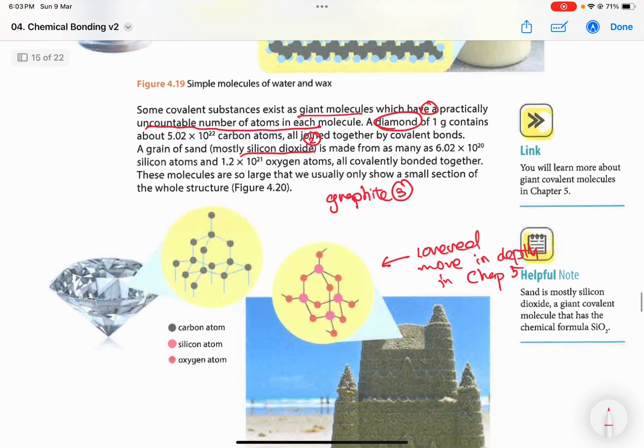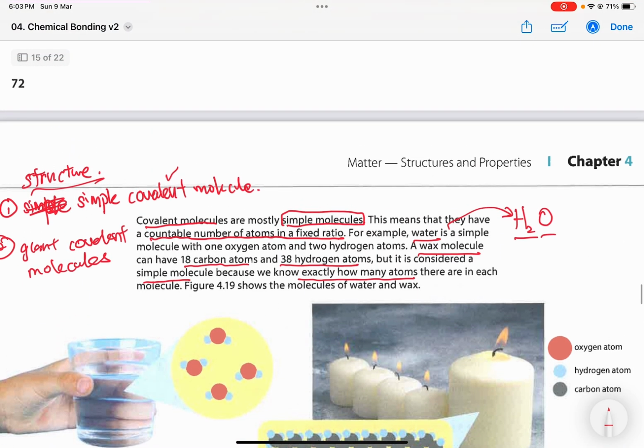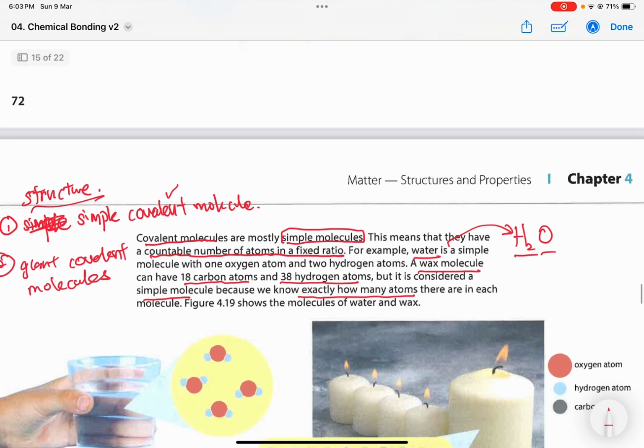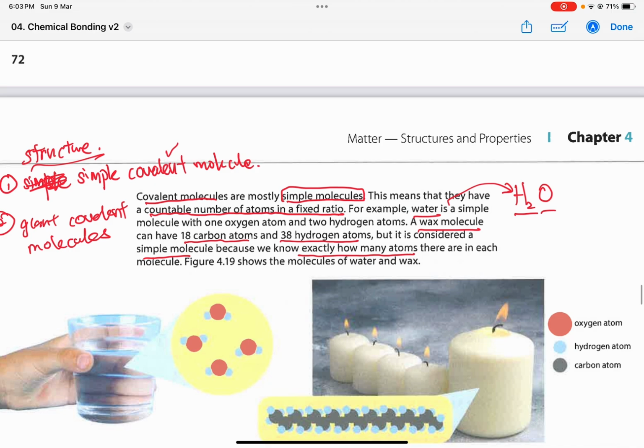So we have looked at what exactly covalent bonding is. We look at the structure. We learn how to draw the dot and cross. We also learn this thing called the structural formula for covalent substances. So that's what we have covered so far.